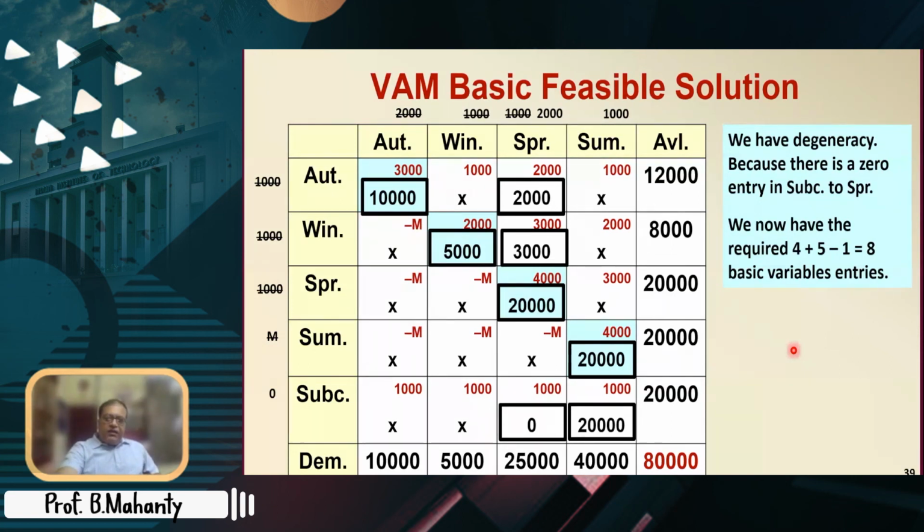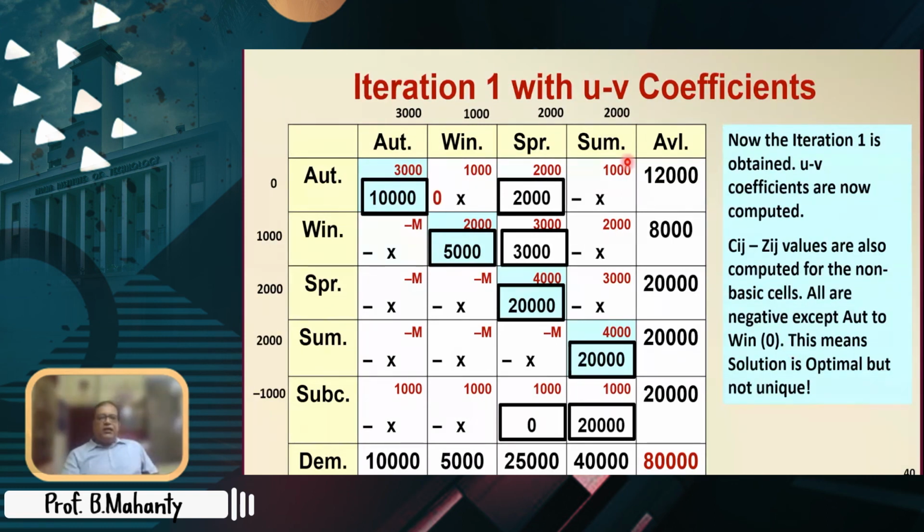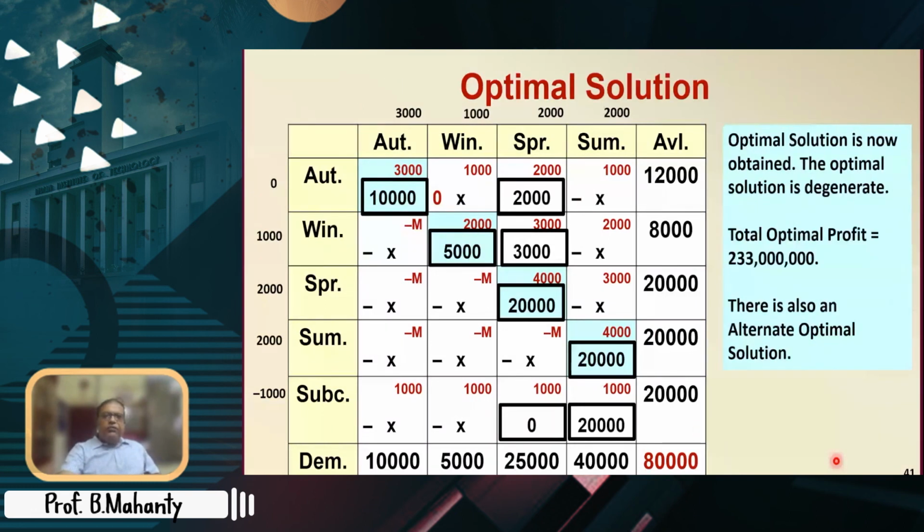After we get the VAM basic feasible solution, the UV coefficients are computed. And after we find the UV coefficients, we find yes, it is optimal. Although there is a 0, that 0 means there is an alternate optimal solution. So this iteration 1 is obtained, and therefore we find that this is optimal. And although it is optimal, there is also an alternate optimal solution.